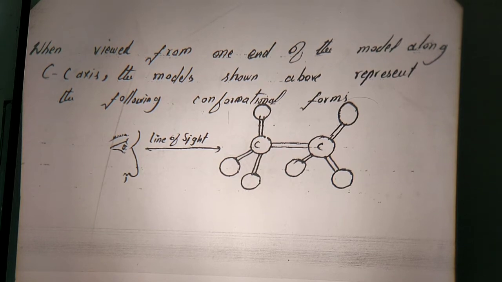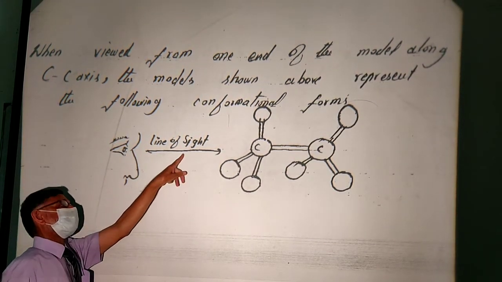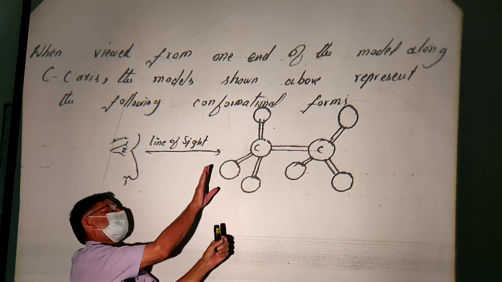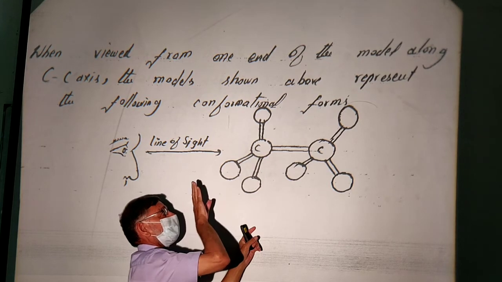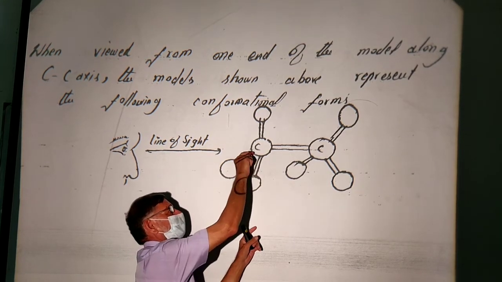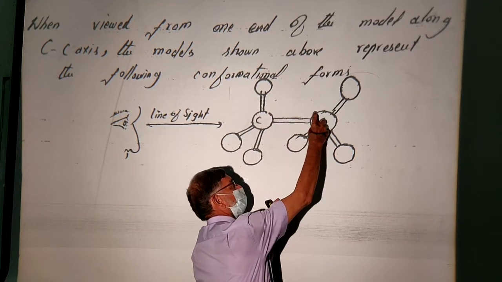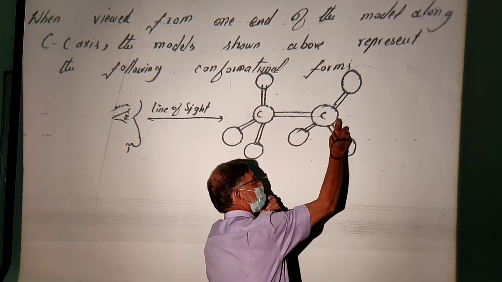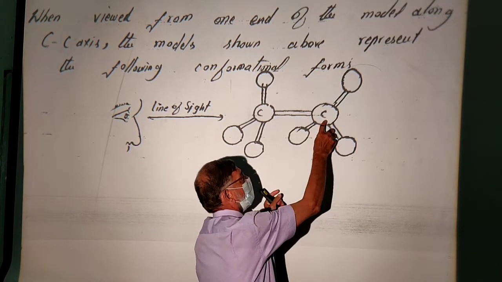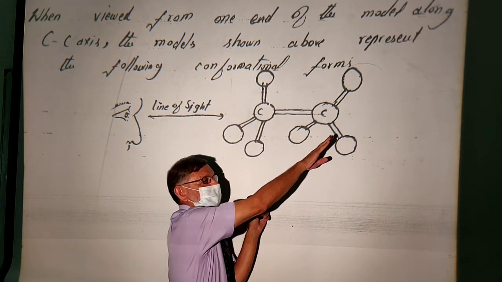Now, this is your line of sight. You are looking into it. This is carbon number 1, the front carbon, which is closer to you. It would look like a dot. And this is the axis, and you can see a circle around it. This is the rear carbon, which is farther away from this one. And you can see in this way, this is exactly behind it.